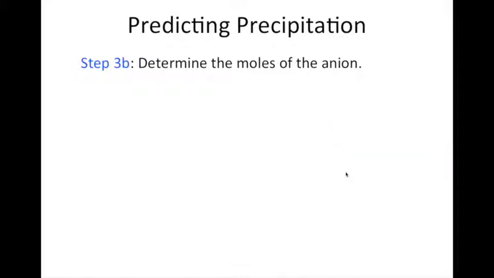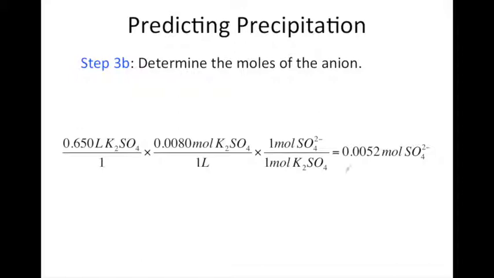Next, let's figure out how many moles of the sulfate anion we have in our solution. The potassium sulfate, that's the source of our sulfate ions. So we take the volume that was given, multiply it times the molarity of potassium sulfate given. Our liters cancel, we get moles of potassium sulfate. 1 mole of potassium sulfate produces 1 mole of sulfate. So we should have 0.0052 moles of sulfate produced.